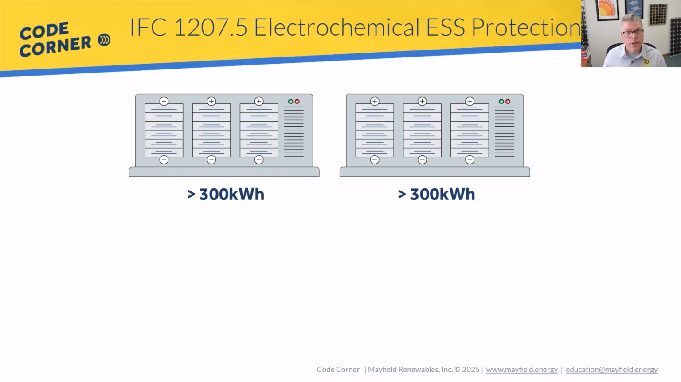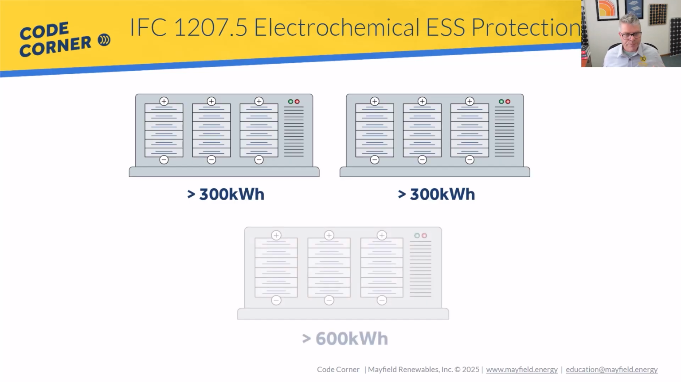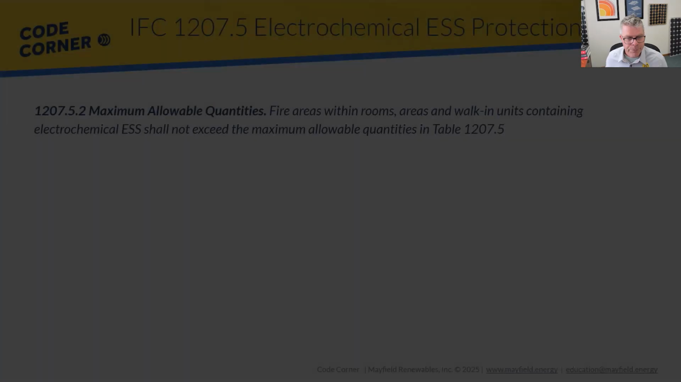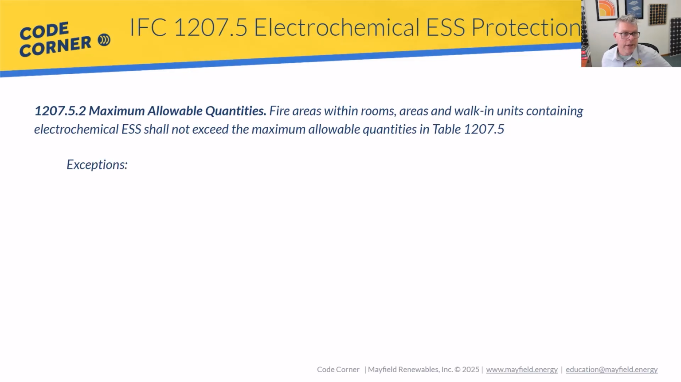Now you're exceeding that maximum allowable quantity, and so it's going to put you into the exceptions, and I'll show you those in a minute. Another way you can look at it is a singular unit that's greater than 600 kilowatt hours, which of course is going to automatically put you into, or exceeding, that 1207.5 table. And so you're going to have to look at what that extra set of rules and requirements are. So let's look at those exceptions real quick.